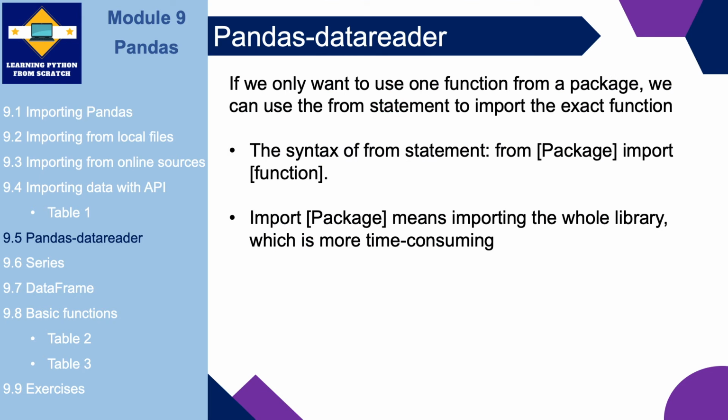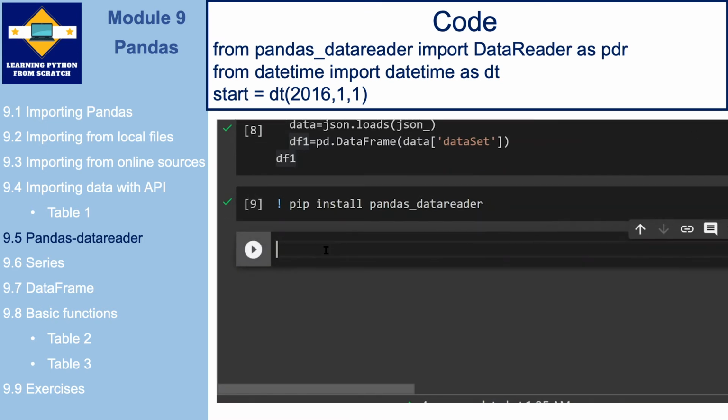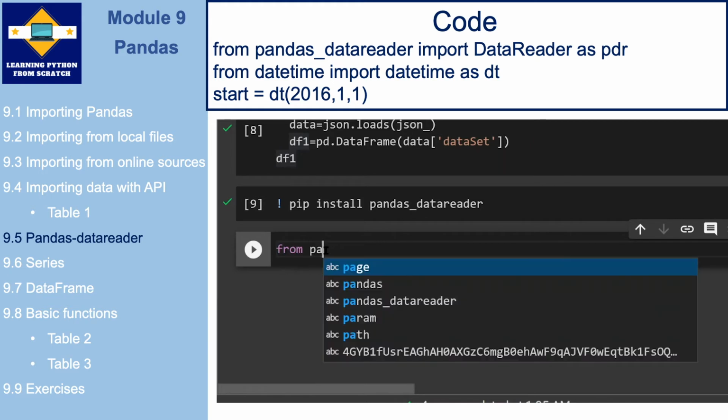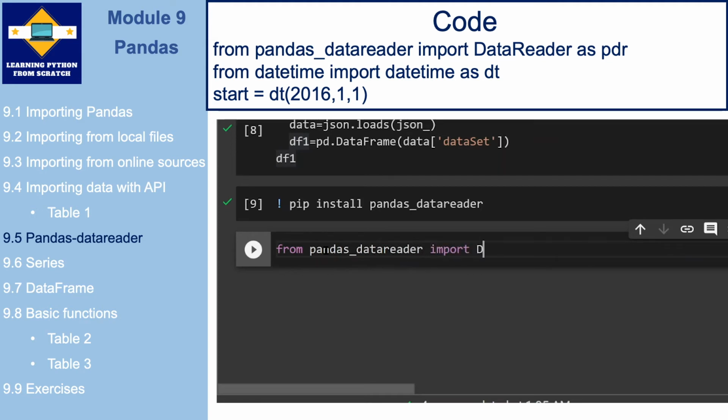If we only want to use one function from a package, we can use the from statement to import the exact function. The syntax of the from statement is like this: from package import function. Import package means we are going to import the whole library, which is more time consuming. We first import the function DataReader from the pandas_datareader package. Here we type from pandas_datareader import DataReader as pdr.